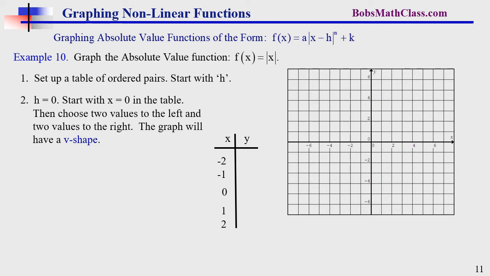Okay, so now absolute value of -2 is 2. Absolute value of -1 is 1. Absolute value of 0 is 0. Absolute value of 1 is 1. Absolute value of 2 is 2. So those are our coordinates. Plot them and draw your shape.